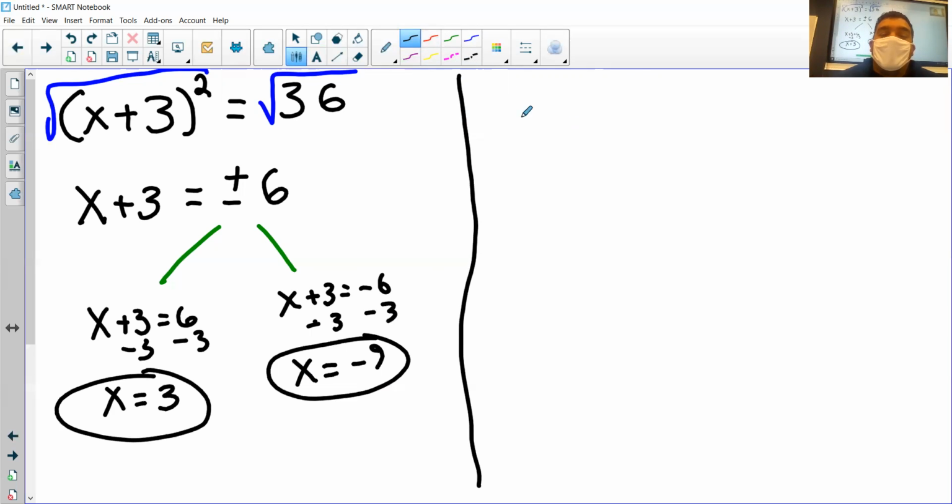Let's do the next one. Okay, now we're gonna combine the 2 elements from before. 3x plus 7 squared minus 5 equals 59, which will make, what are you thinking?